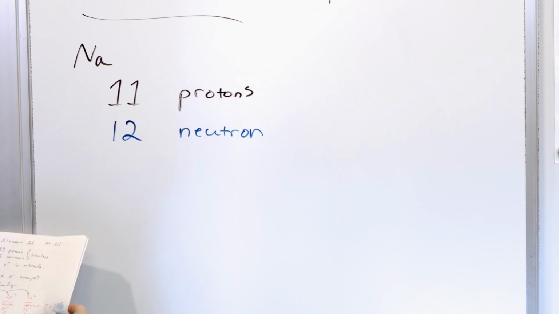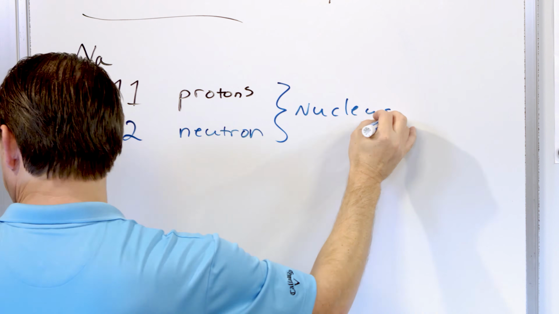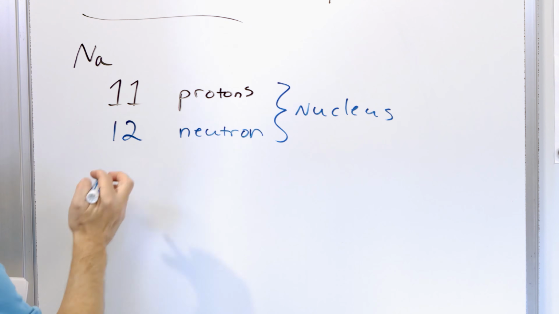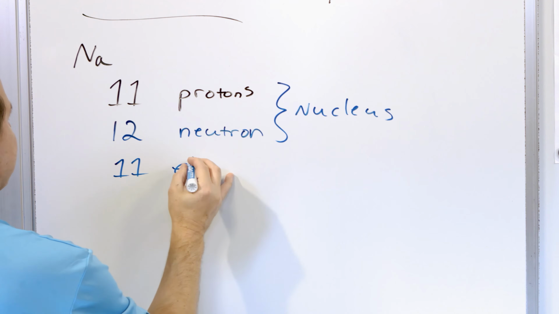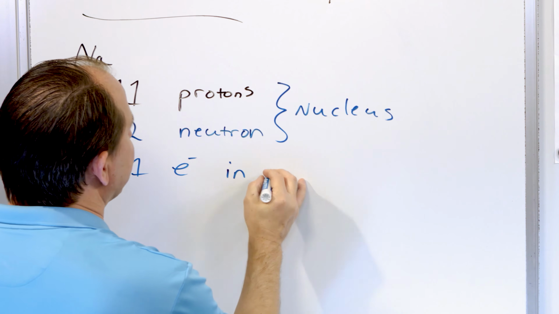Again, these are both in the nucleus. So I'll even put something here, nucleus. Right? And then over here, we have 11 electrons surrounding everything. So I'm going to say in orbitals.